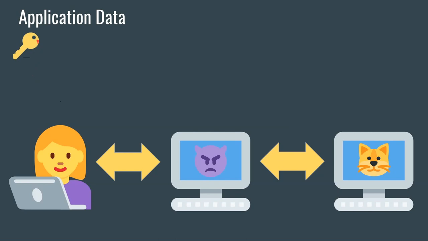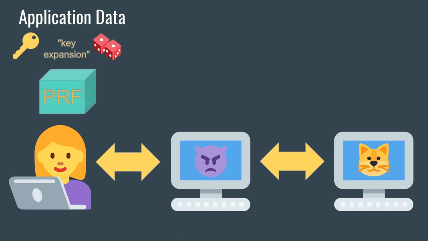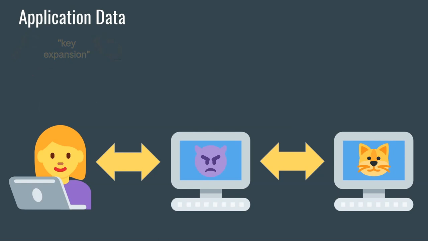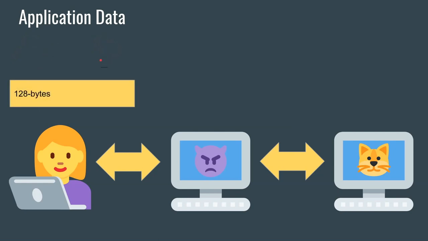So to encrypt application data, we'll start with the master secret. We'll use the label key expansion and our random server and client random values as seeds. We'll feed that into the PRF, and this will give us a block of data 128 bytes long. We'll now carve this up into four separate fields, the client write MAC, the server write MAC, the client write key, and the server write key, and we'll use these as individual secrets for the subsequent steps in the process.